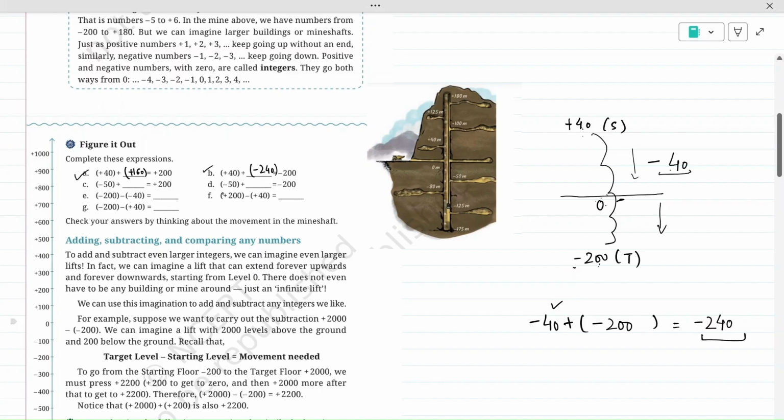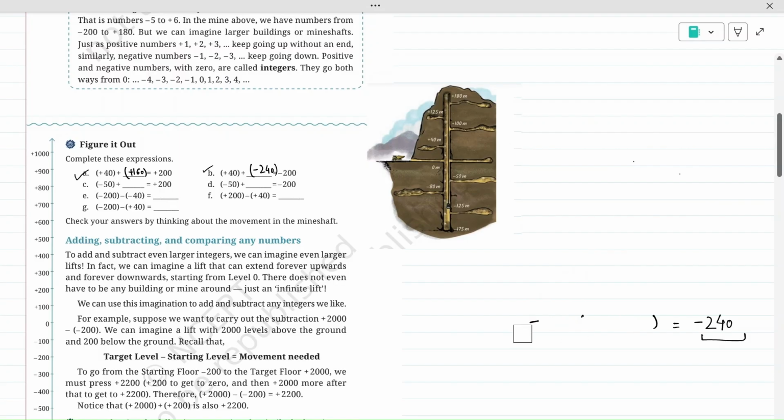Okay, this is done. Now a few questions, kids, I'm doing for you, and a few you have to do yourself. So let me take the E part now. I'm removing this here. Okay. Now let us see what is there in the E part. So in the E part, what we have is minus 200 minus 40. So what does that mean? We have a minus in between.